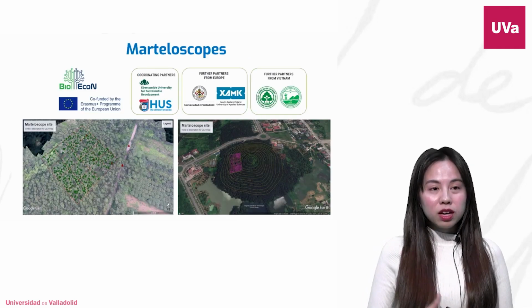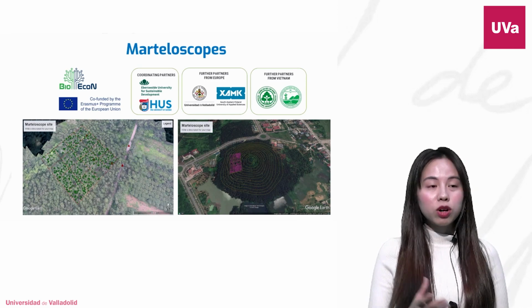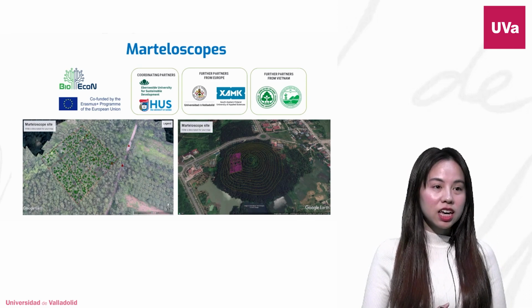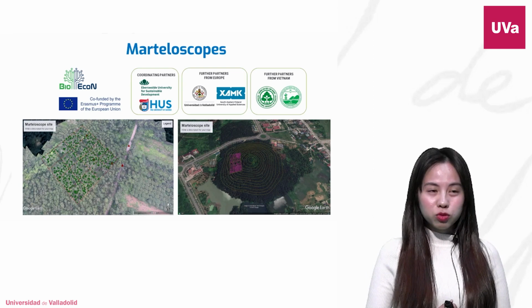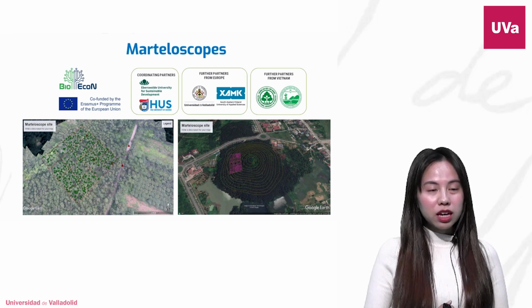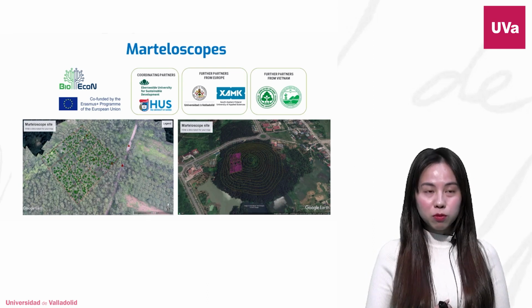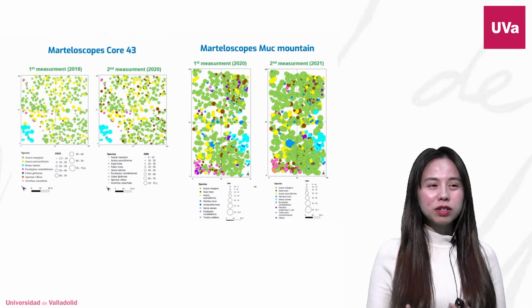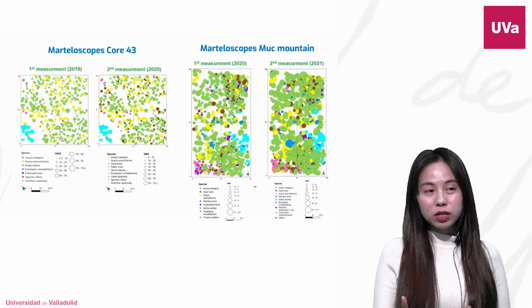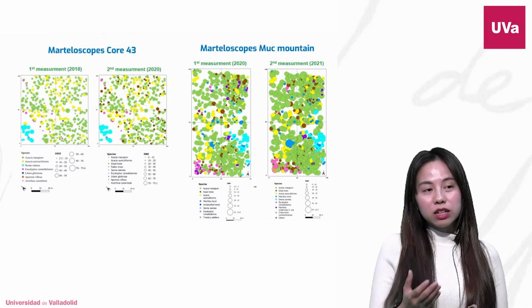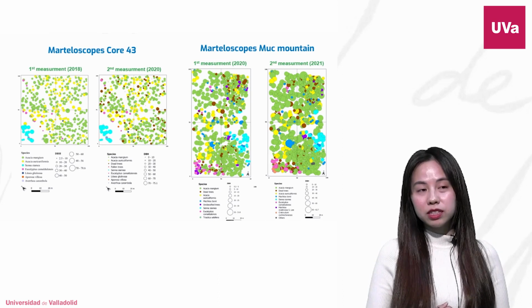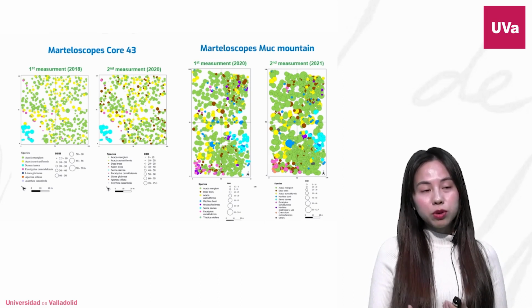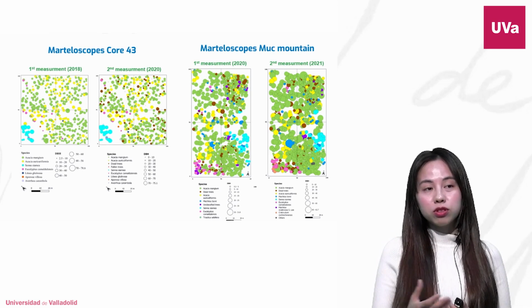The two plots involved in this research were obtained from the BioEcon project, and here are the two plots. Plot Core 43 from the Hoa Lac campus of Vietnam National University, and the plot in Mook Mountain. Each plot is 1 hectare in area, and all the trees with diameter at breast height greater than 5 centimeters are recorded, identified, measured, and georeferenced.